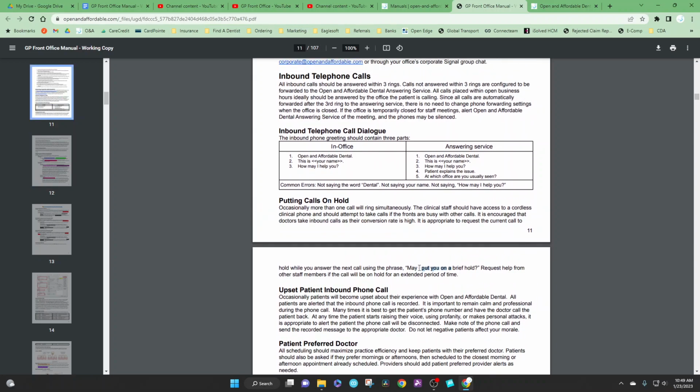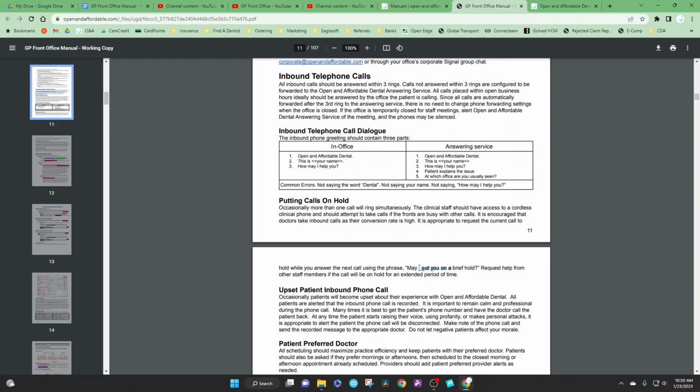Occasionally, you'll get an upset patient, and the way that you need to address this is, obviously, stay calm. It's usually not against you. It's usually against something that happened potentially at our office or maybe at another office, or they're in pain right now and they're just taking out their frustrations on you. All of our inbound telephone calls are recorded, so just make a note of the patient and the time that the phone call was received, and then you can give that to the doctor and they can listen to that later to see exactly what happened.